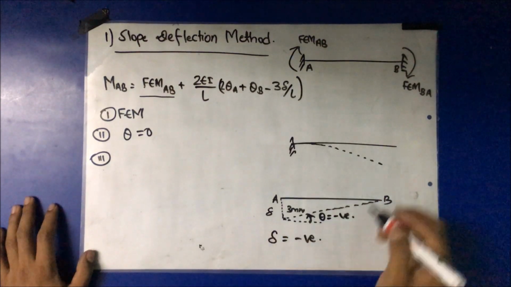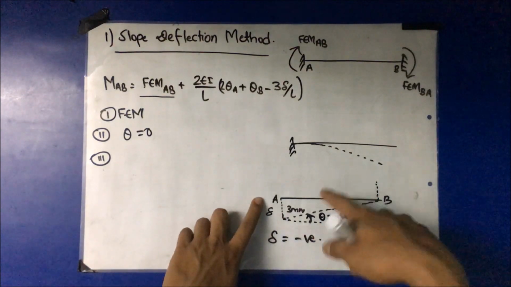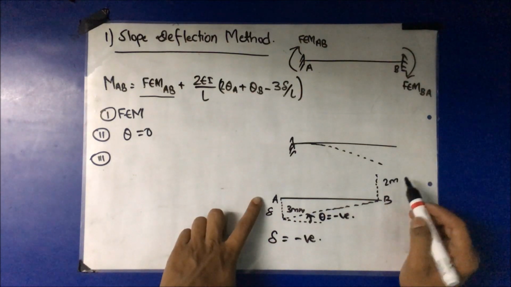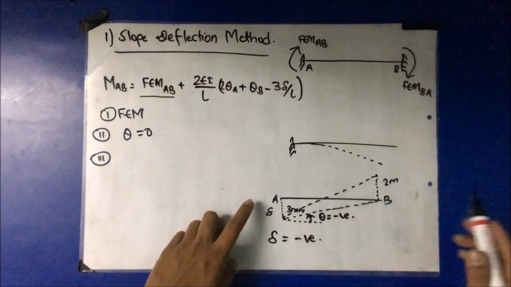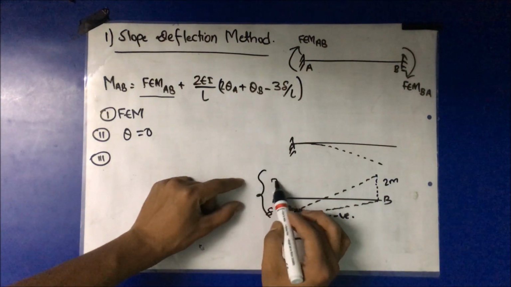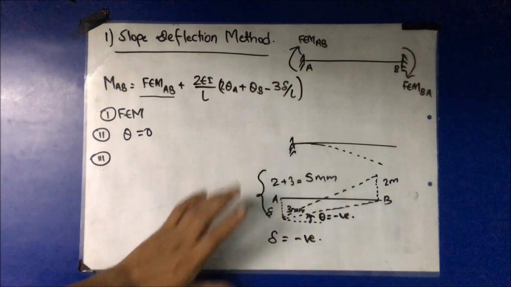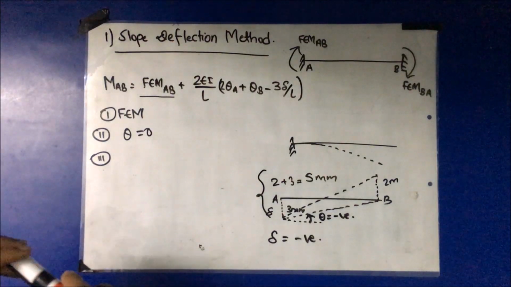And also, if for example A settles by 3 and B lifts up by say 2, the overall deflection or displacement is the total, so 2 plus 3 is equal to 5 mm. You have to consider this point, and then you can do the numerical related to slope deflection.